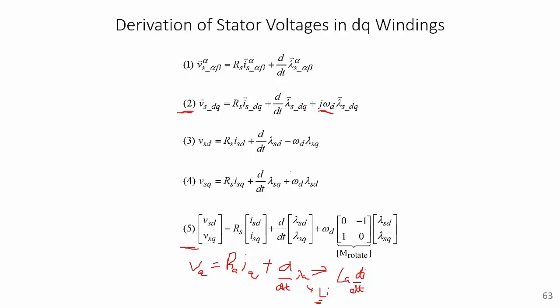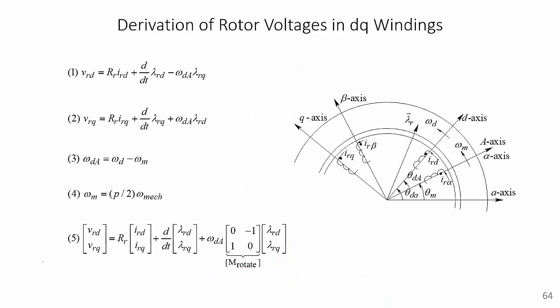But in this particular case, because of the rotational nature of the windings, we have an inductance that varies as well. And hence we have a d by dt of lambda component, as well as a lambda that is a function of the speed at which the frame of reference is rotating. And similarly, we can derive the equation for the rotor voltages as well, as a function of the rotor current and the rotor flux linkage.